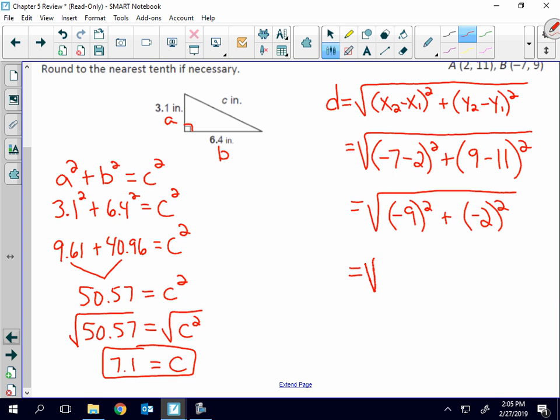If you're multiplying two of the same number, it's either going to be two negatives or no negatives. That gives us positive. So negative 9 times negative 9 is positive 81. Negative 2 times negative 2 is positive 4. All right, and this becomes 81 plus 4 is 85. Then we take the square root in the end. This is rounded to 9.2.